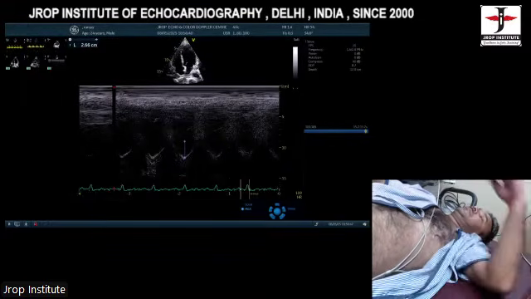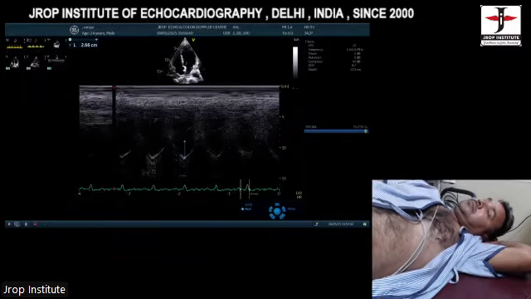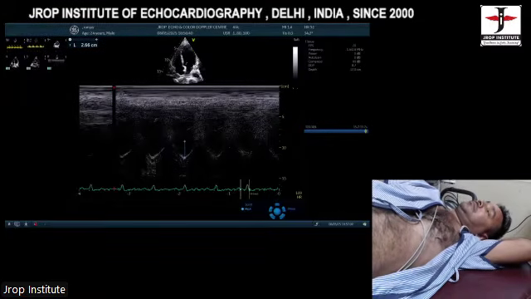Okay, sir. So while measuring the dimensions, we will stick to the 2D image itself, right, sir? Perfect. In terms of the dimensions, that'll be perfect, not M mode at all. Okay, sir.